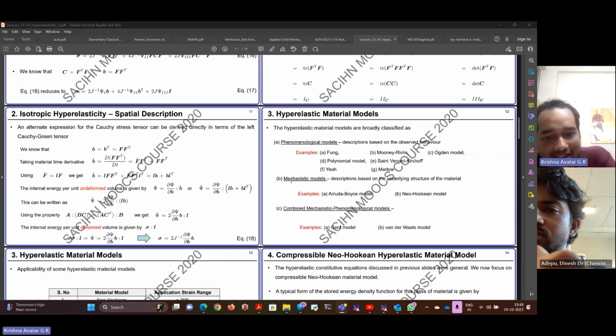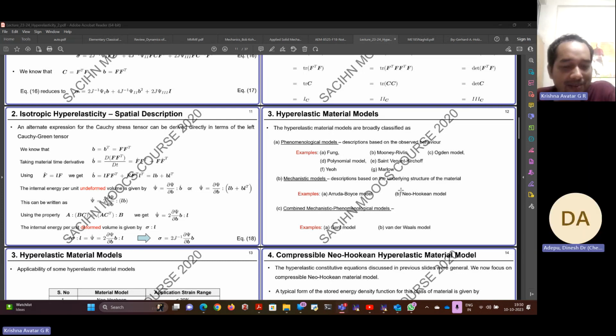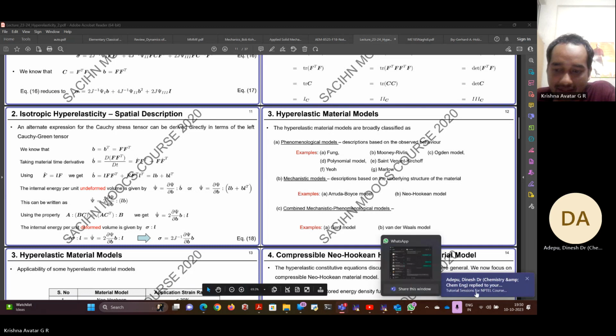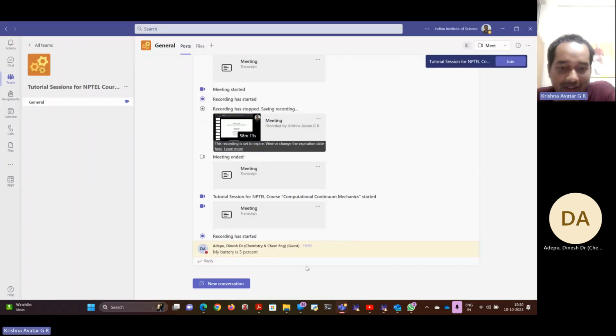Then there are something known as mechanistic models. Mechanistic models are those models which are derived from the principles of statistical mechanics. So the neo-Hookean model, right?